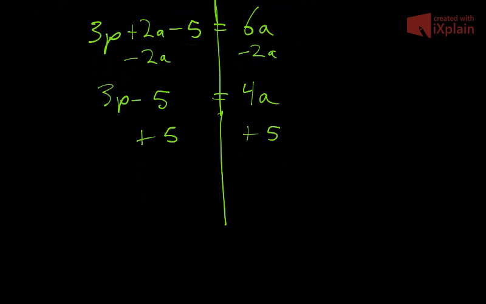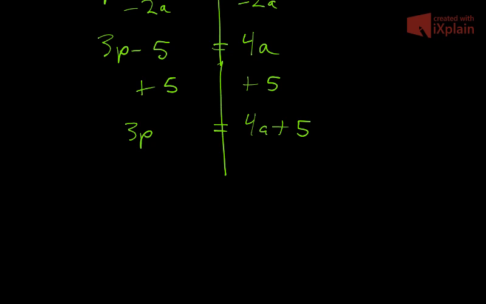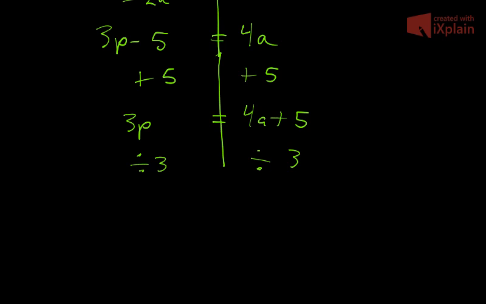After I add 5 to both sides, it's going to be 3p on this side equals 4a plus 5 on the other. All that's left to do is divide by 3. Remember, when we divide and multiply, it has to be to the whole side. That means I have to divide every part of that right side of the equation. The whole thing has to be divided by 3.